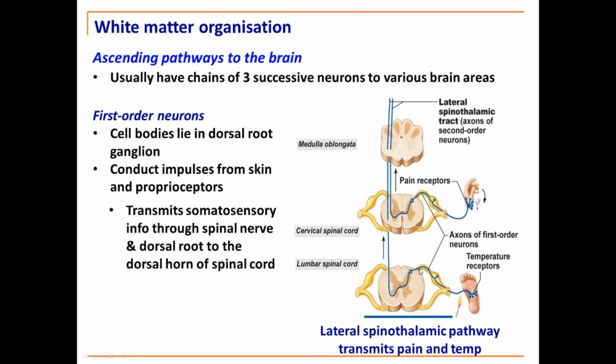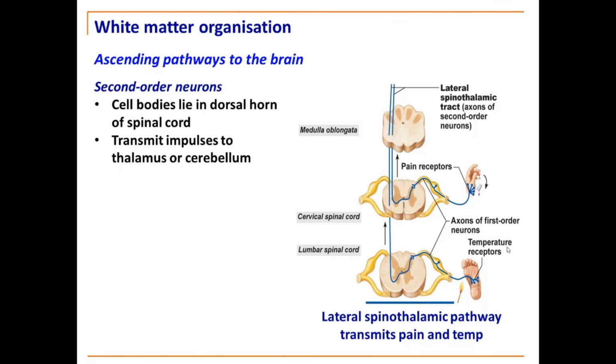So it's helping to transmit the somatosensory information through the spinal nerve and dorsal root to the dorsal horn, as we've just talked about, of the spinal cord. It's then going to obviously cross over and make its way up the spinal cord itself. It's also important to realize that cell bodies from the face, for example, lie in the cranial ganglion, and impulses are transmitted via cranial nerves. So just so you have a concept that not everything goes through the spinal cord, as you would imagine.